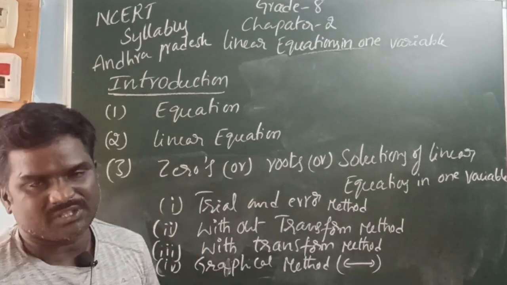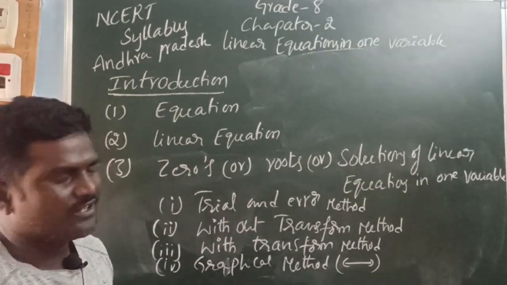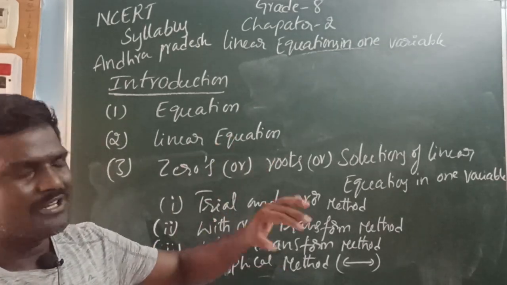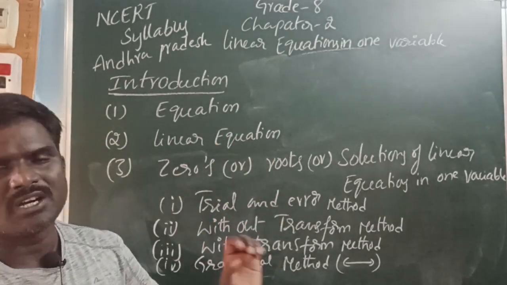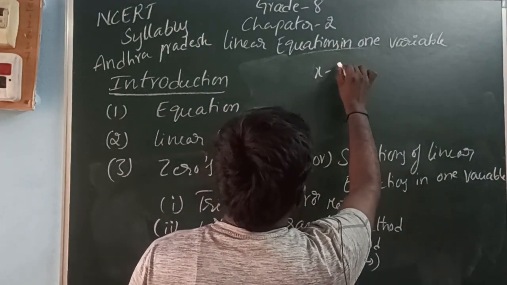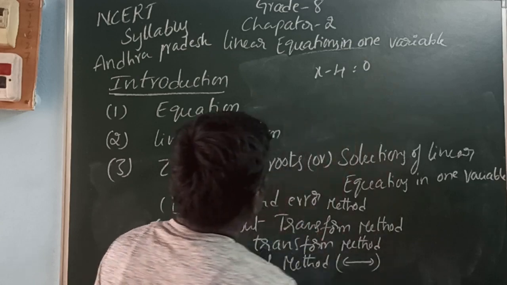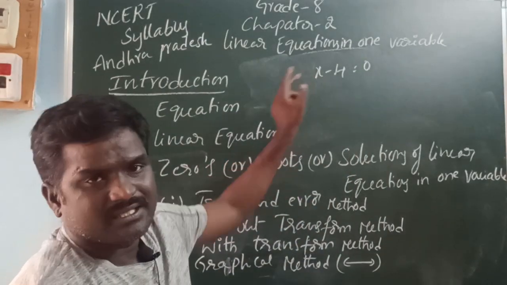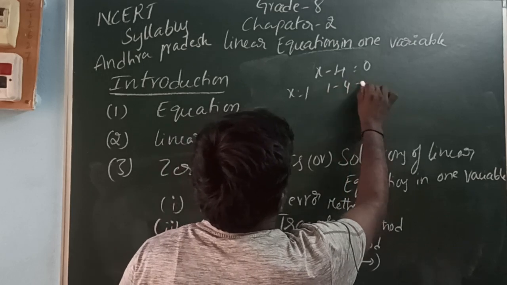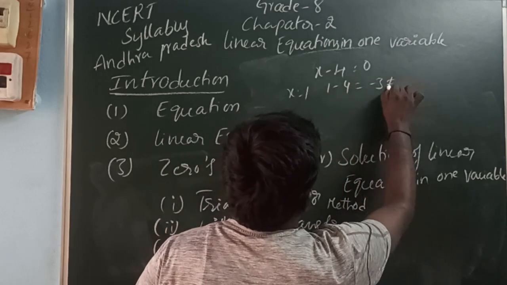Trial and error method means, in the place of the variable, we substitute numerical values. Whichever numerical value gives zero is called the zero of the polynomial. For example, x minus 4 is equal to 0. What is the variable here? x. So in the place of x, we take 1, that is 1 minus 4, which is minus 3. We cannot get 0.